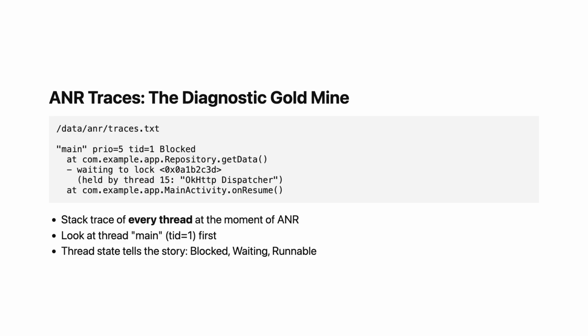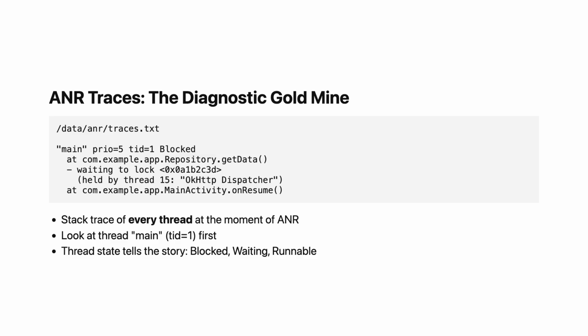Was it in a database call? You will see SQLite methods in the stack. Was it waiting on a network response? You will see socket read methods. Was it blocked on a lock? You will see "waiting to lock" with the monitor address and the thread that holds it. You can also look at other threads to see what they are doing. Maybe a background thread holds a lock that the main thread is waiting for.